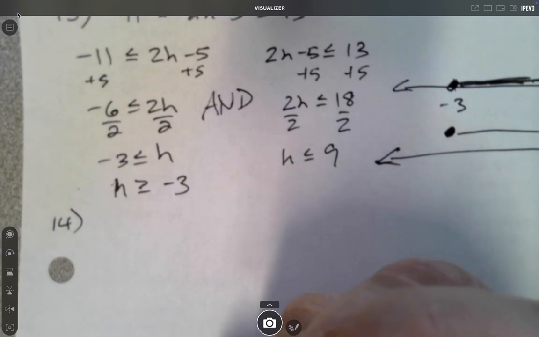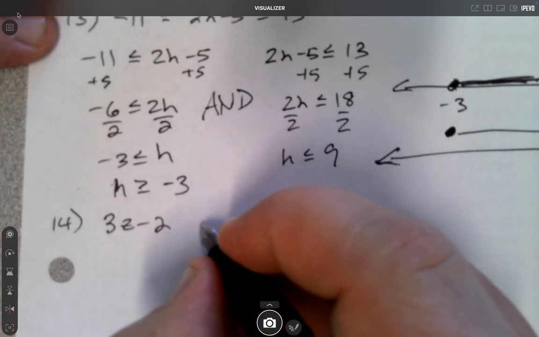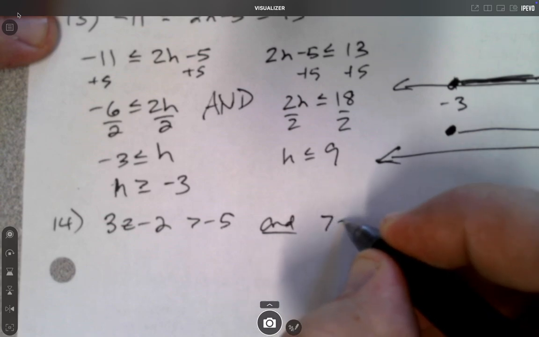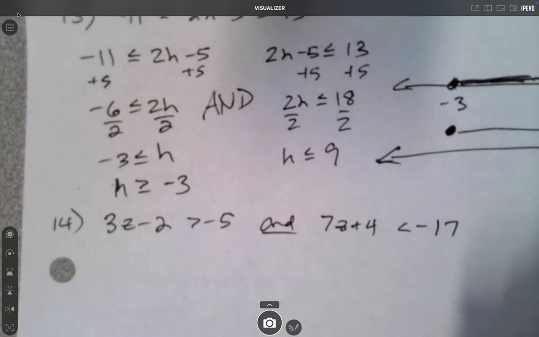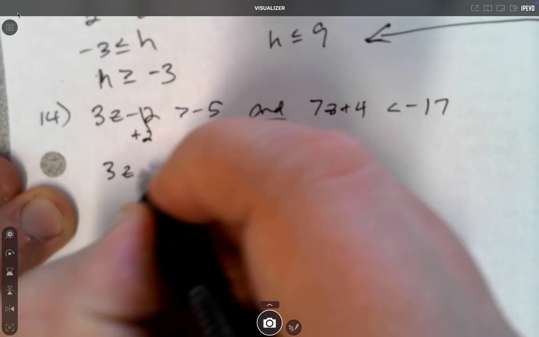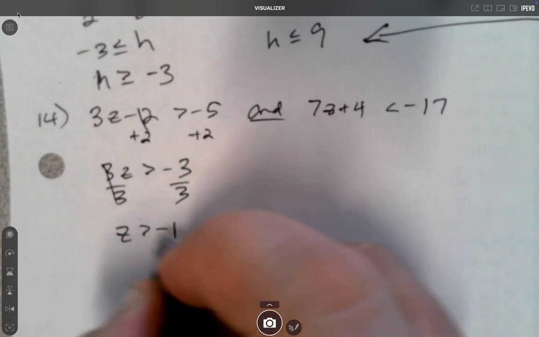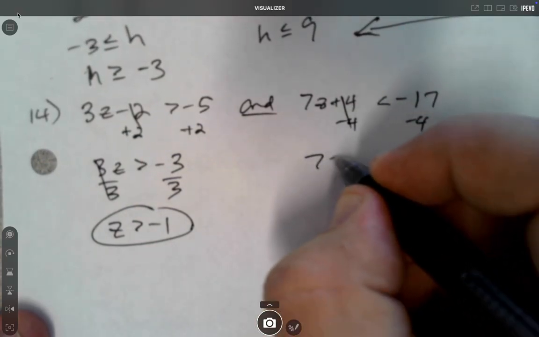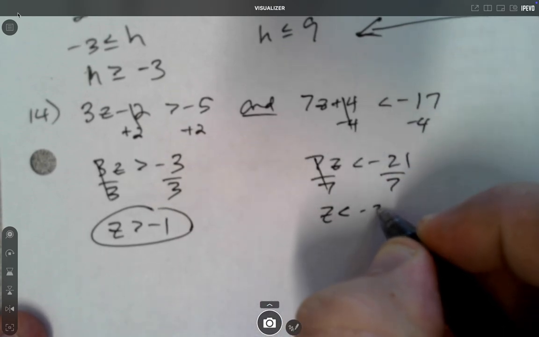Okay, 14. 3z minus 2 is greater than -5, and 7z plus 4 is less than -17. So I'll add 2 to both sides. Get 3z is greater than -3. Divide both sides by 3, and I get z is greater than -1. On this one, I'll subtract 4 from both sides and get 7z is less than -21. Divide both sides by 7, and I get z is less than -3.